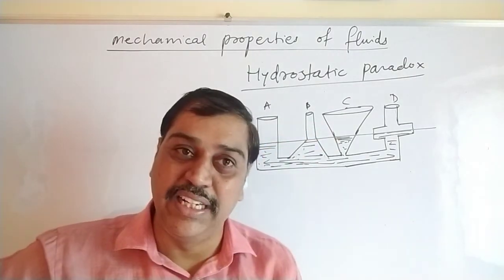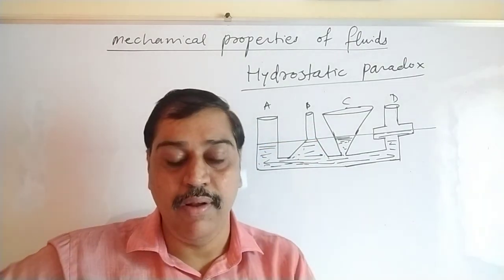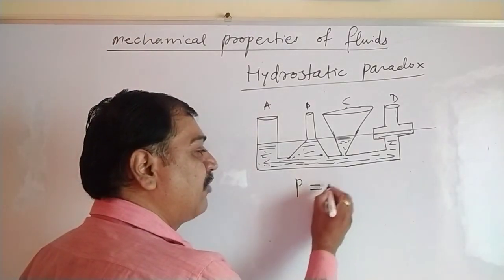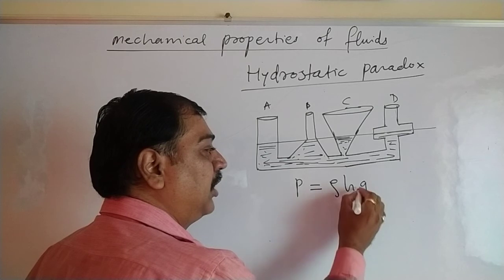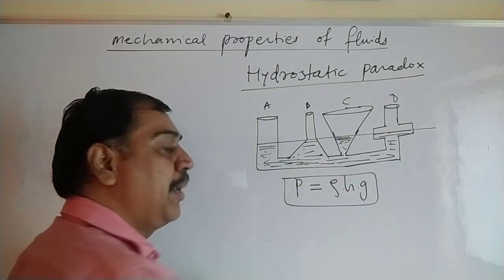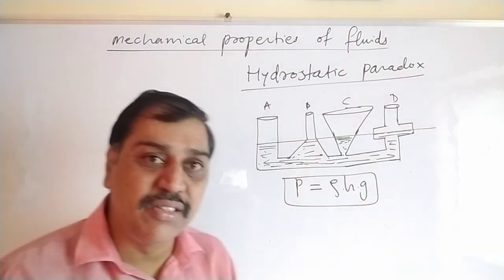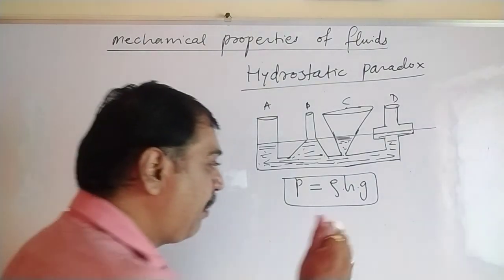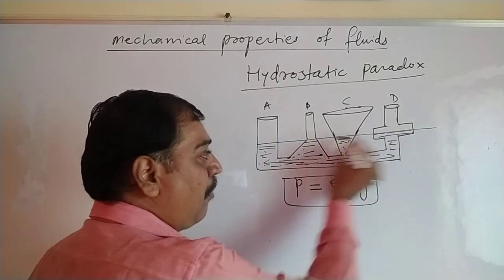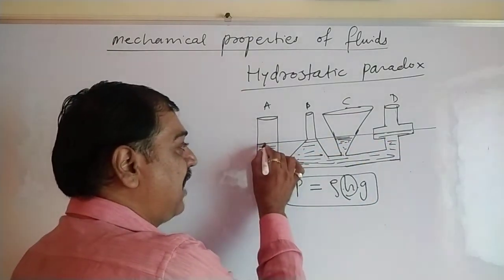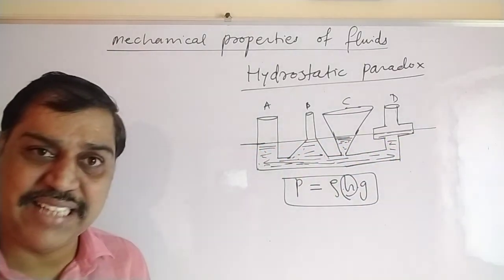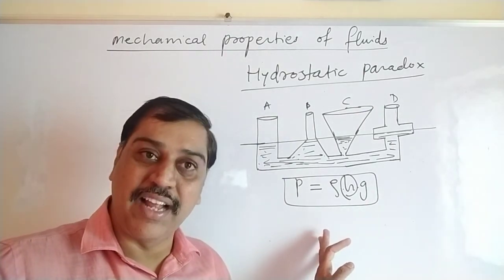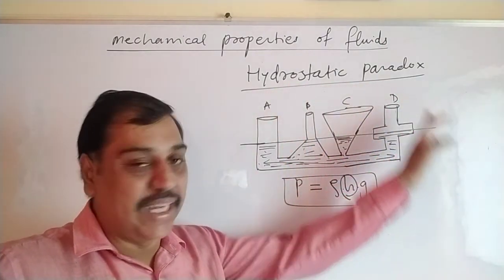That was the assumption initially by the scientists, but that was wrong, because we have already derived the equation for pressure. Pressure of exerted depends on rho H G. It does not depend on area. It does not depend on any shape. It depends only on height. If the height of all of them is the same, see this height is the same, so there is no change in the pressure, and that's why this paradox arises, and that is said to be the hydrostatic paradox.